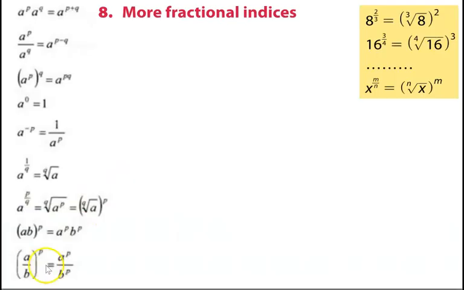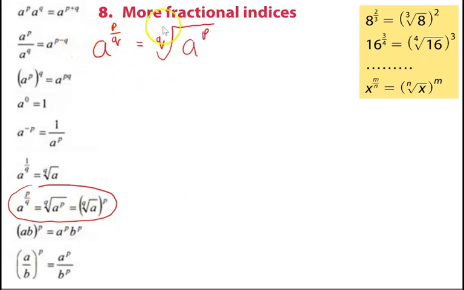So let's have a look at this rule again in more detail. In the formula book, it's a to the power of p over q equals the cube root of a to the power of p, which is equal to bracket the cube root of a bracket raised to the power of p. So this is probably the hardest of all the rules.